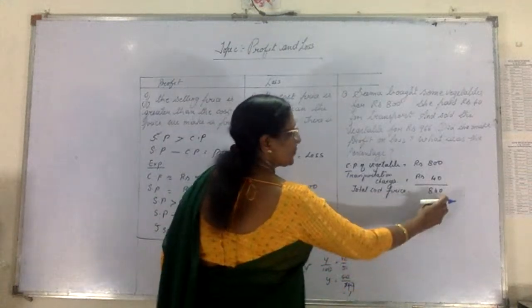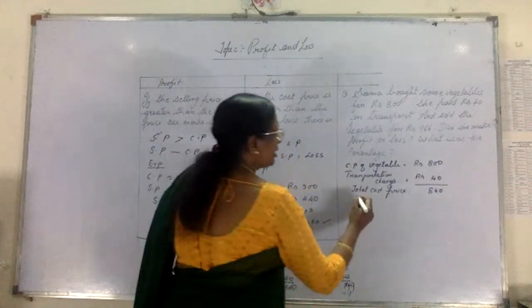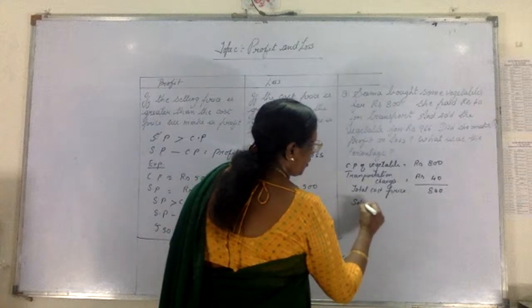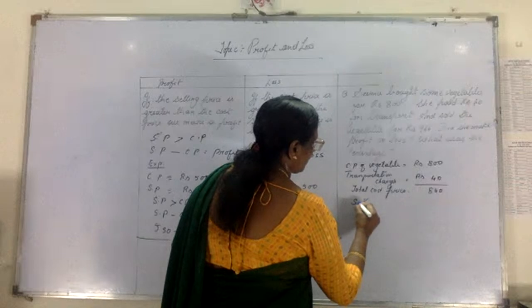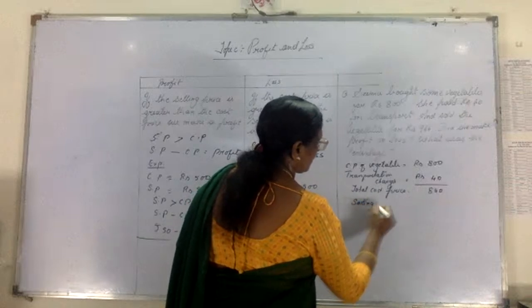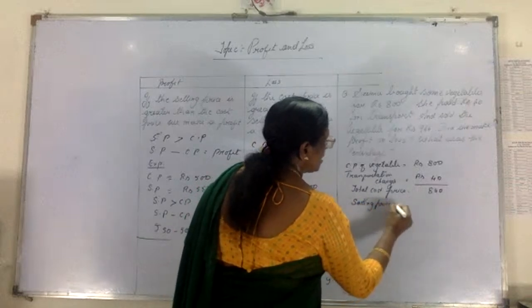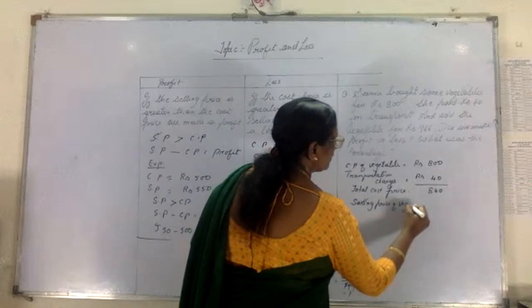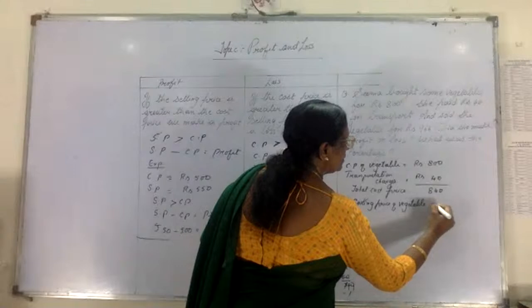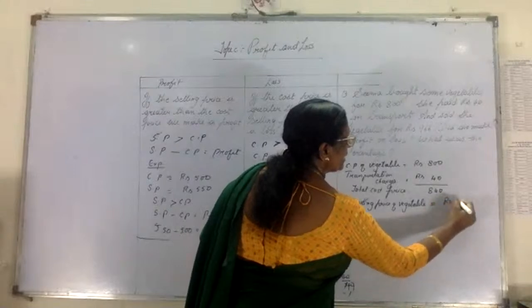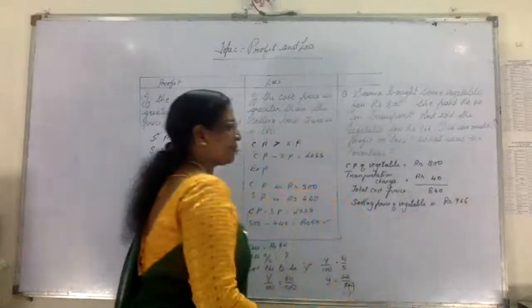Here the total cost price is 840 rupees. She sold the vegetable for a selling price of rupees 966.